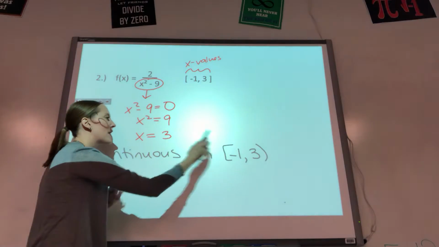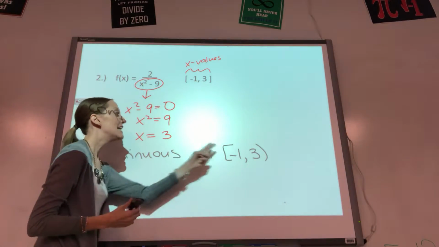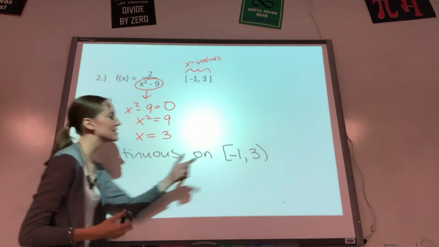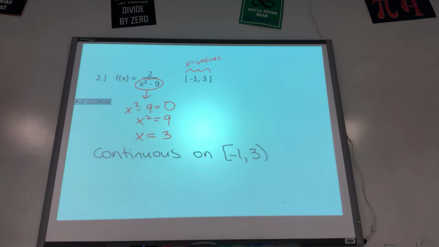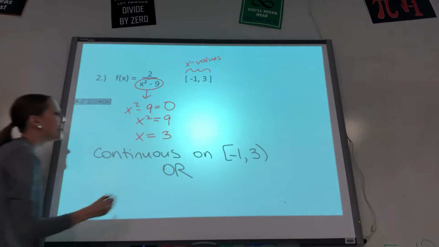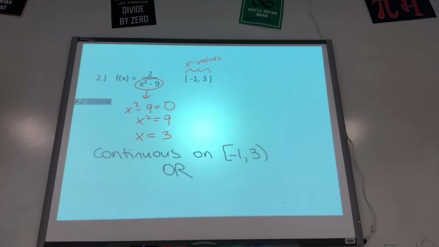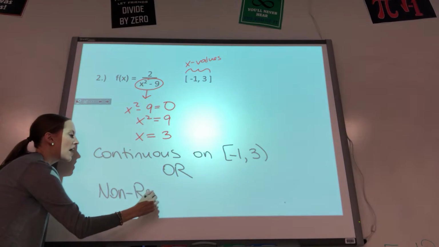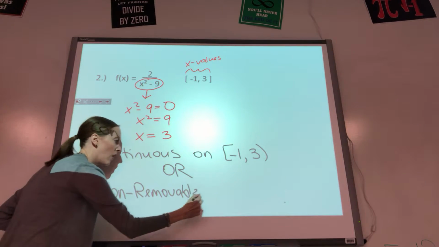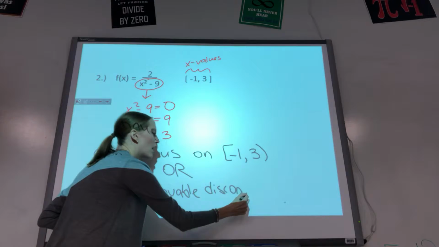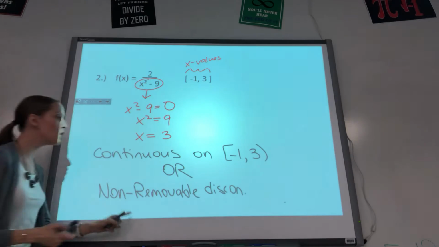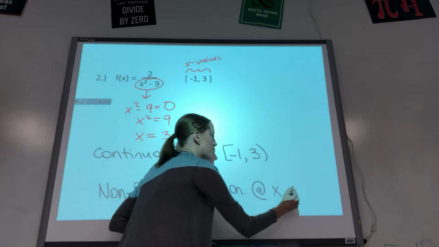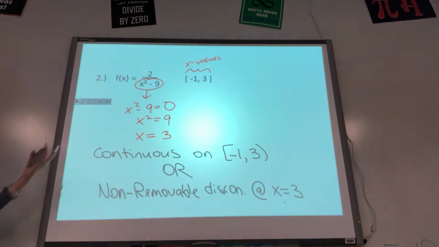It's good for everything between -1 and 3, equal to -1, but you just can't equal 3. That was our point of discontinuity. Now, if you'd rather go back and describe this like we did yesterday, you could also say that there is a non-removable discontinuity at x equals 3.